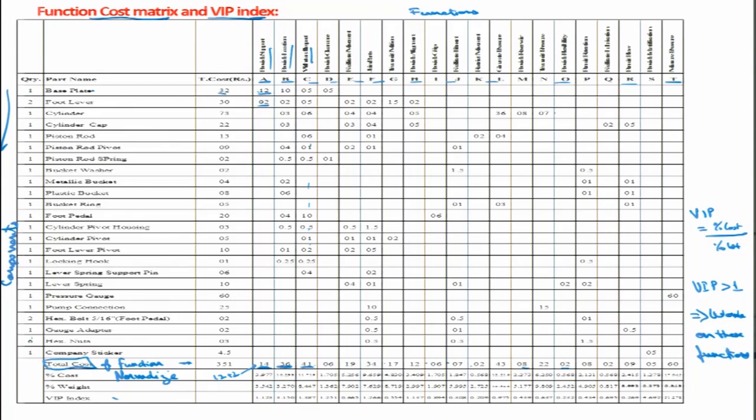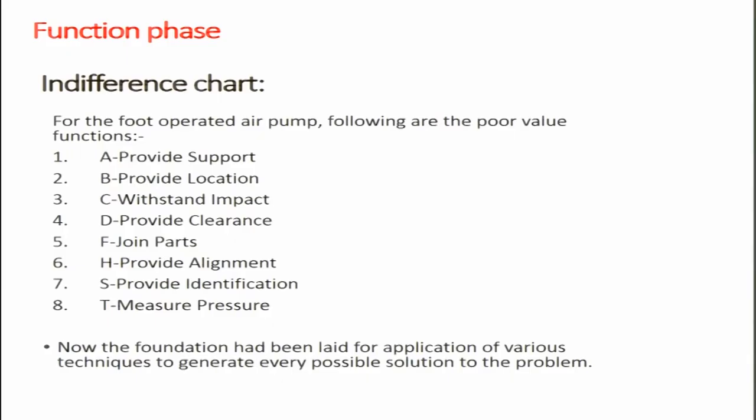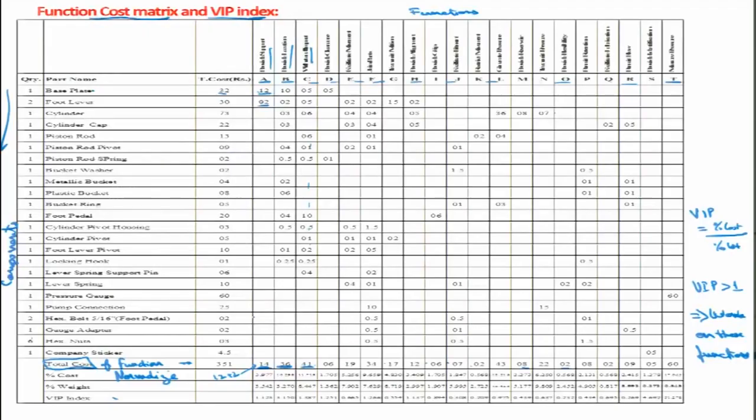So this is the analysis part. Now we have identified the poor value functions. To make it more clear, we can even develop an indifference chart. For the foot operated air pump, the following are the poor value functions: provide support, provide location, width and impact, provide clearance, joint parts, provide alignment, provide identification, measure pressure. These are all the functions which have a VIP value more than 1.